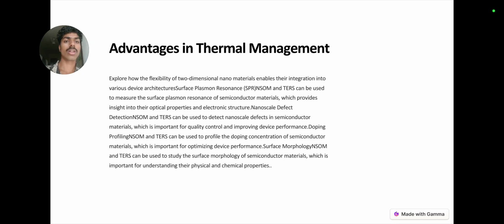Doping profiling. NSOM and TERS can be used to profile the doping concentration of semiconductor materials, which is important for optimizing device performance. Surface morphology. NSOM and TERS can be used to study the surface morphology of semiconductor materials, which is important for understanding their physical and chemical properties.